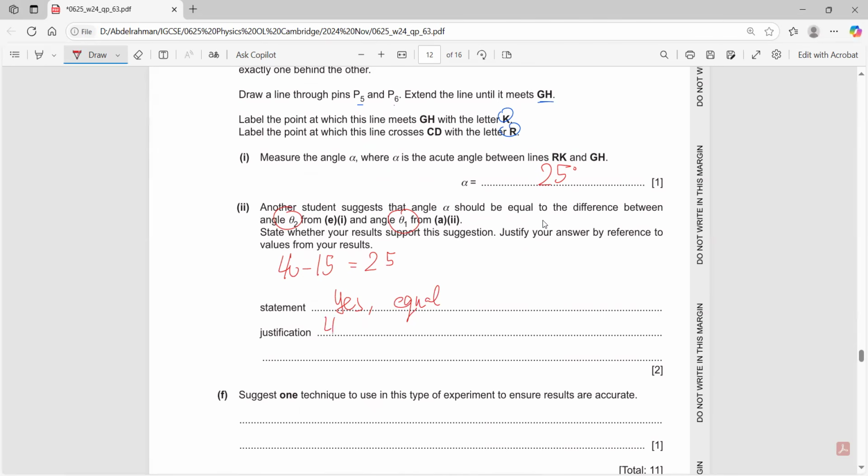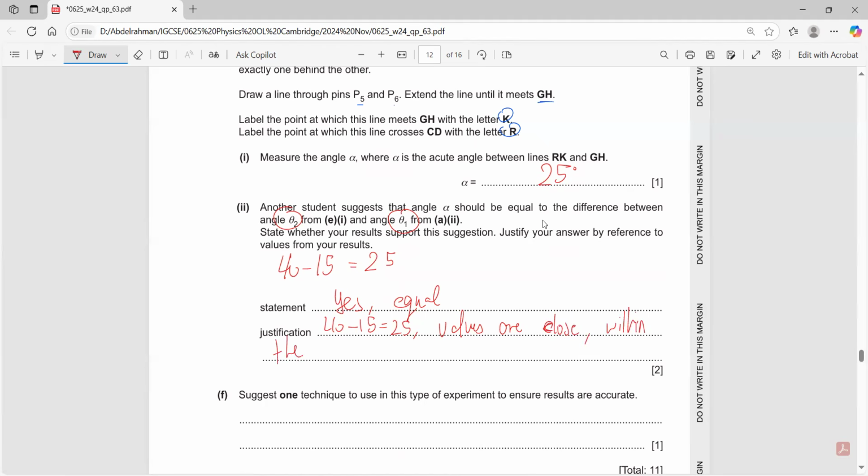Why? Because 40 minus 15 is actually equal to 25. So the values are close. Even if your values, for example, of alpha was 26 or 24, or theta 1 was not 15, maybe it was 16 or 14, that's okay. The values are still close, within the limits of experimental accuracy.